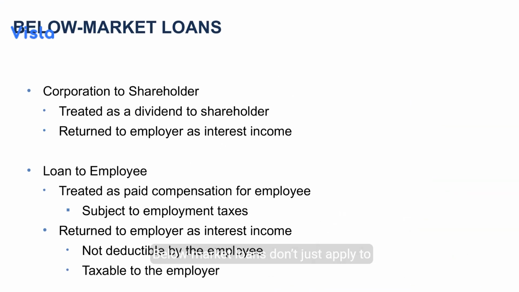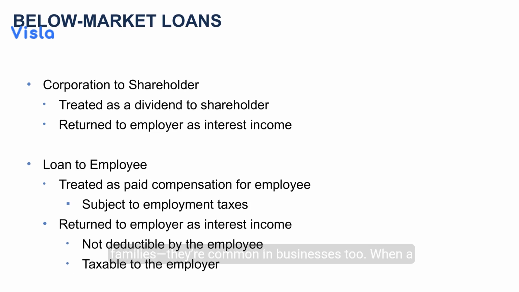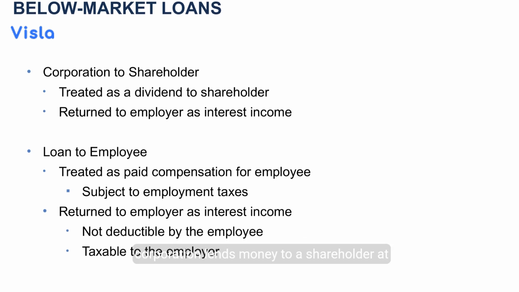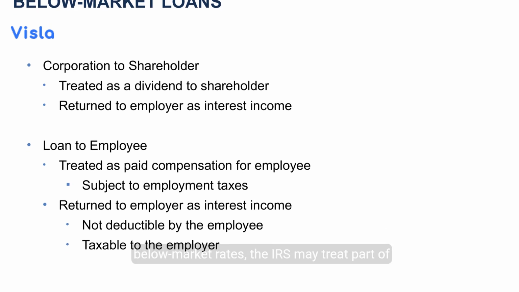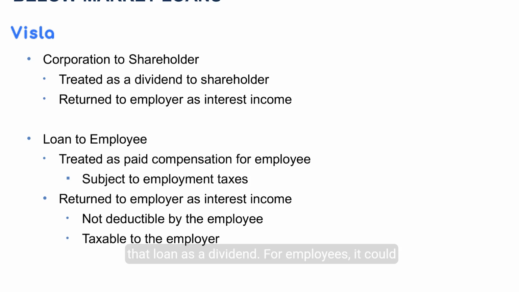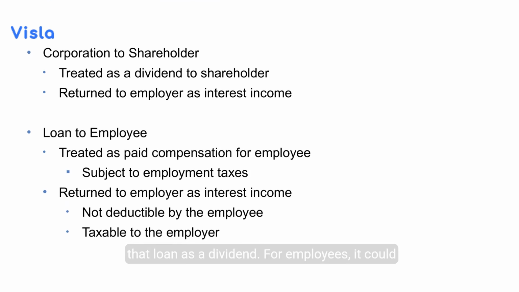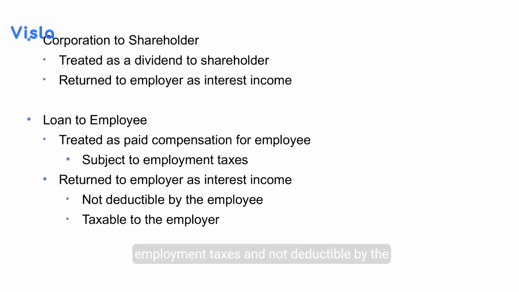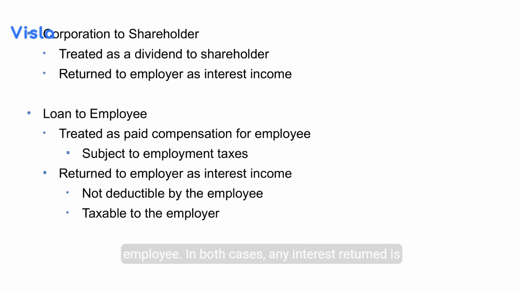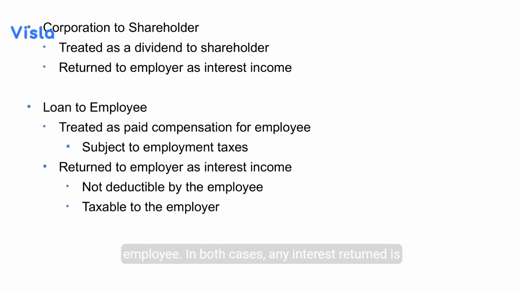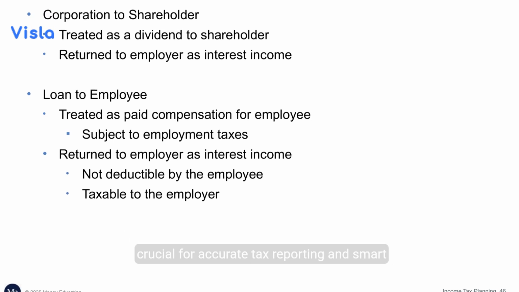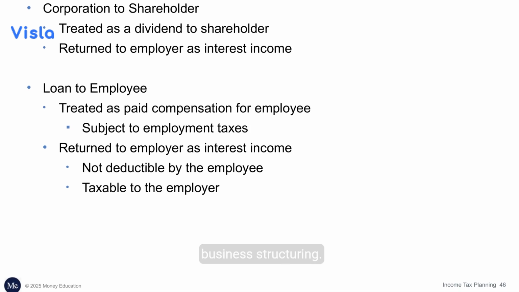Below-market loans don't just apply to families, they're common in businesses too. When a corporation lends money to a shareholder at below-market rates, the IRS may treat part of that loan as a dividend. For employees, it could be considered extra compensation, subject to employment taxes and not deductible by the employee. In both cases, any interest returned is taxable to the employer. These distinctions are crucial for accurate tax reporting and smart business structuring.